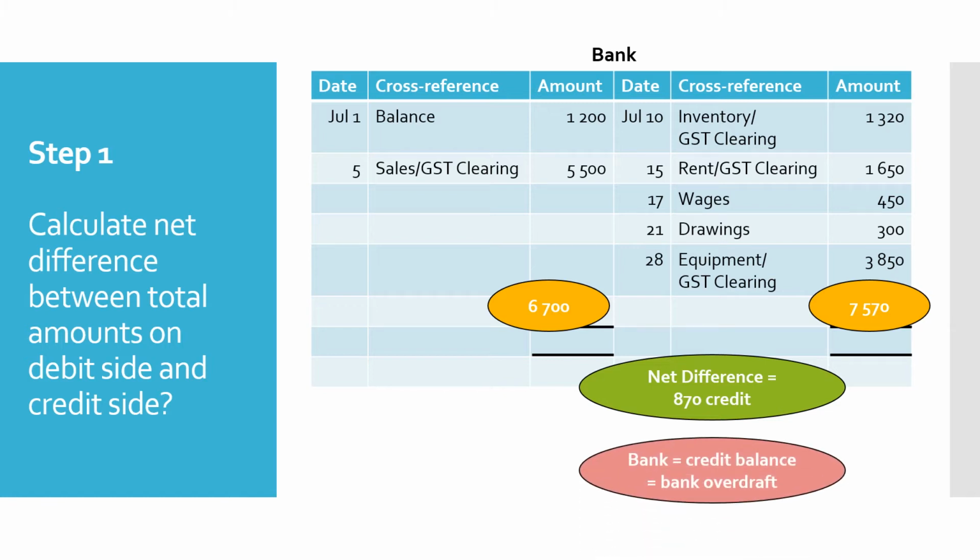As this is the bank ledger account, this credit amount means that the bank is now in a credit balance. In other words, it is a bank overdraft, which is a current liability to the business.